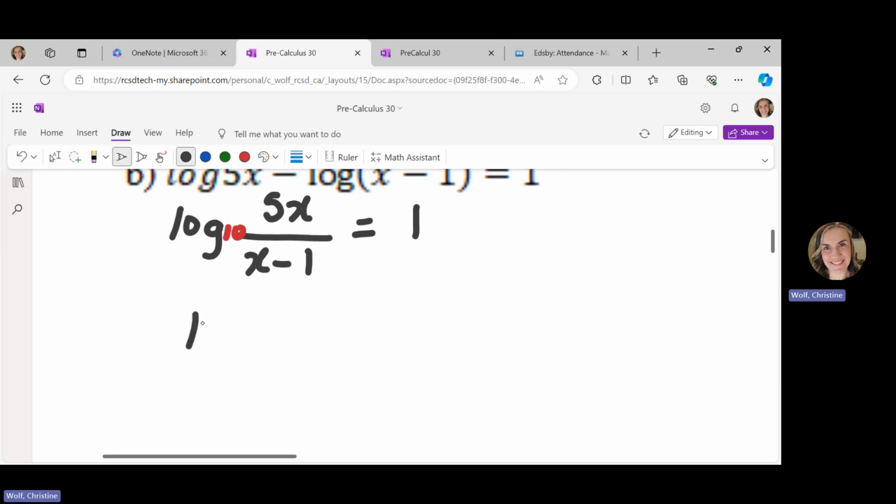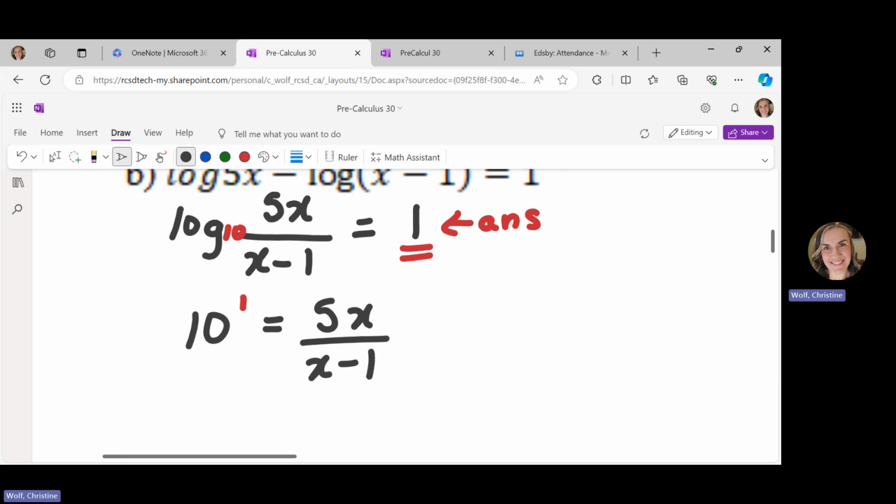So the base of the log becomes my big fat base, 10. Whatever the answer is, that becomes the exponent on the 10. And that has to be equal to the argument. So that's how you'd rewrite that as just a plain old equation with no logs in it anymore. You got rid of the log. So that means you can solve this.